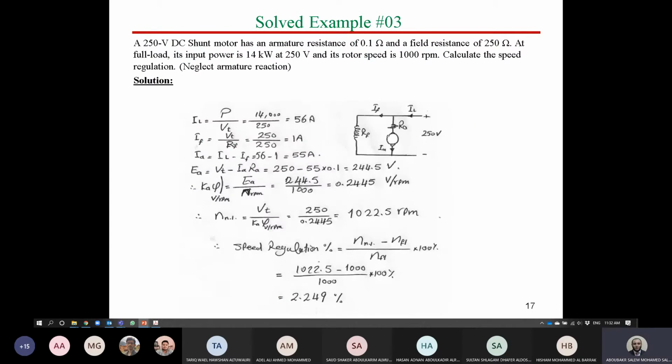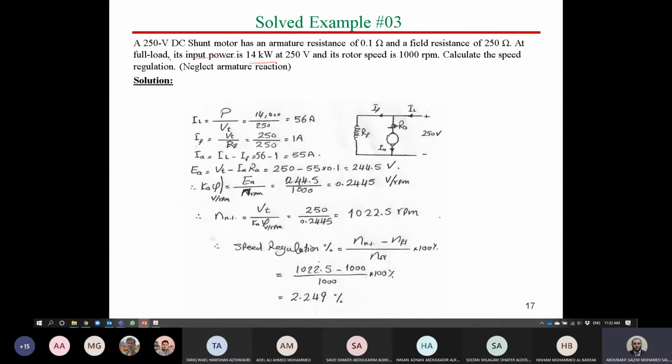Another question here: a 250 volt DC shunt motor has an armature resistance of 0.1 ohm and a field resistance of 250 ohms. At full load, its input power is 14 kilowatt. You see, guys, here in the problem the input power is stated clearly, compared to the previous question where it was not clear, so it has to be stated like that. The input power is 14 kilowatt at 250 volt and its rotor speed is 1000 rpm.